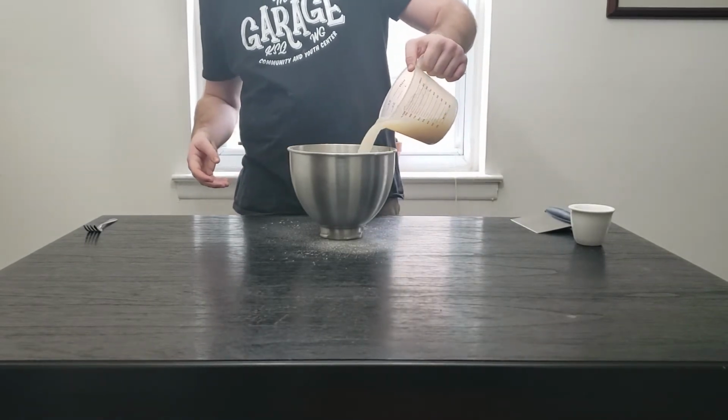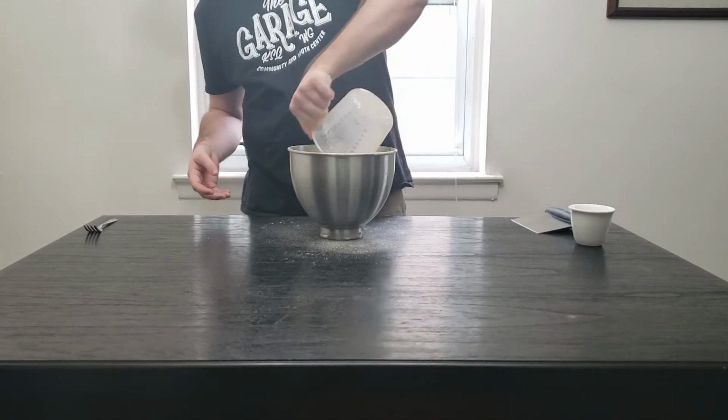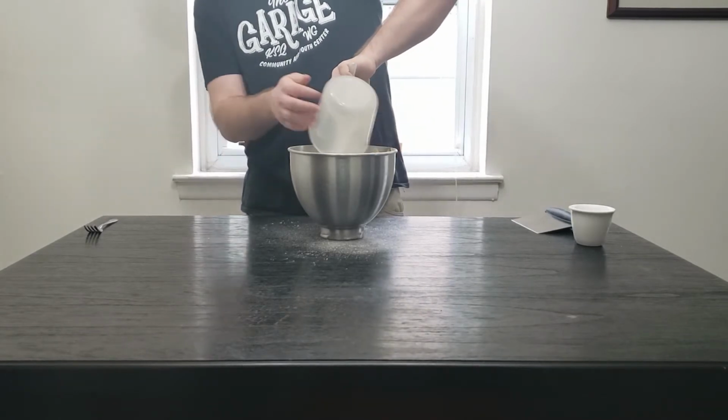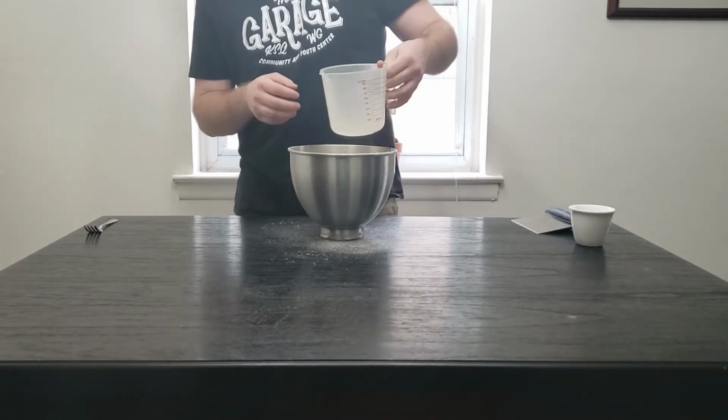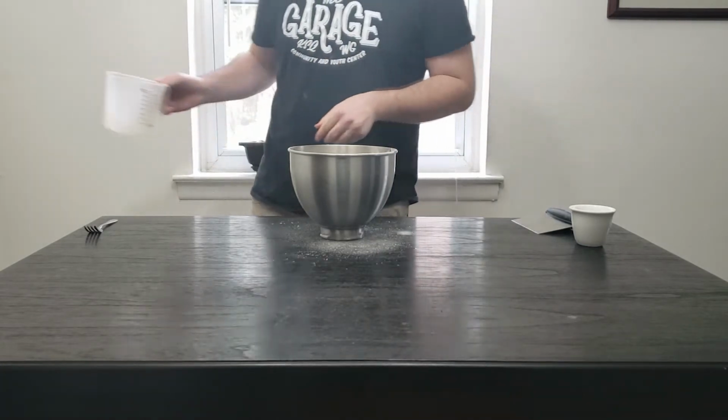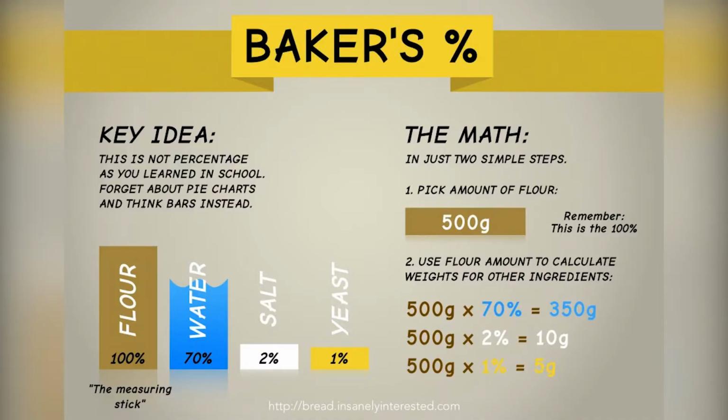Hydration is the balance of water and flour. Some bread is high hydration, meaning there's a lot of water, while others are low hydration, meaning less water. So to understand this, bakers use what's called a baker's percentage, as shown in this diagram. So for an example, let's take a typical recipe of 1,000 grams of flour. So a high hydration of 75% would be 1,000 grams of flour, 750 grams of water.